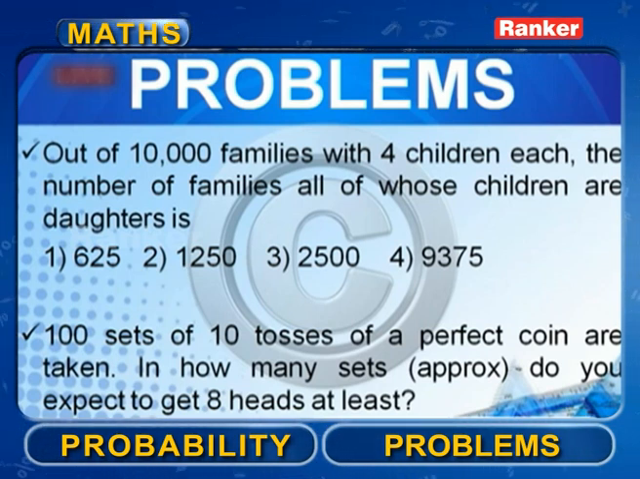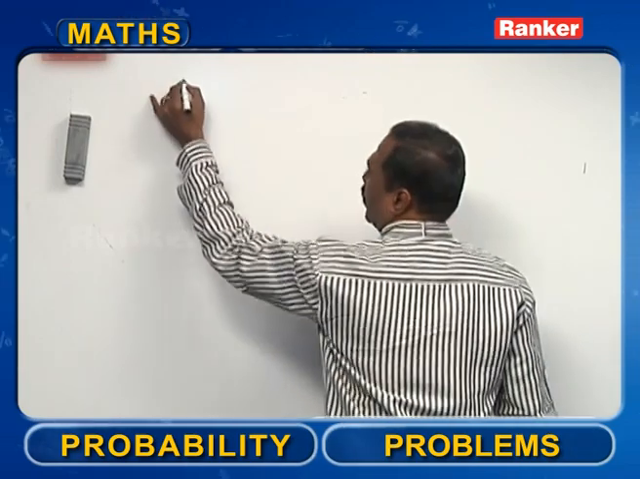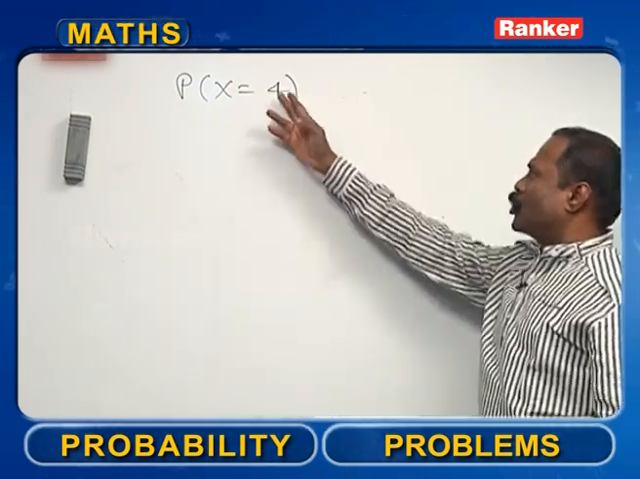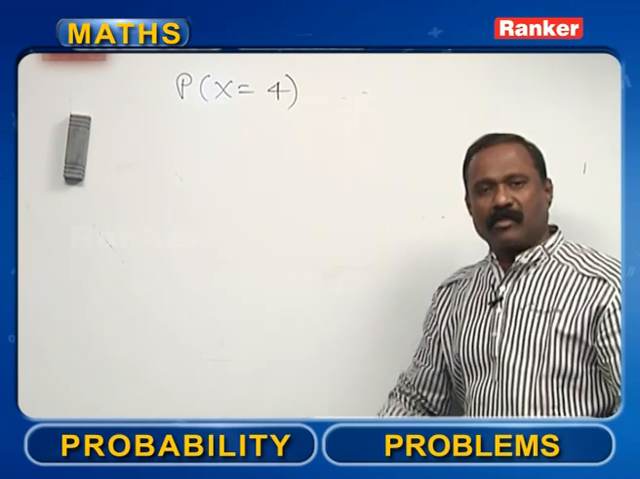It's also an interesting problem. 10,000 families we have taken with 4 children each, and we need the number of families all of whose children are daughters. So in this case, we have to get the success of getting all daughters. All the 4 must be daughters.